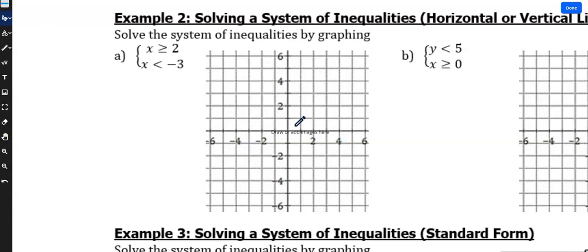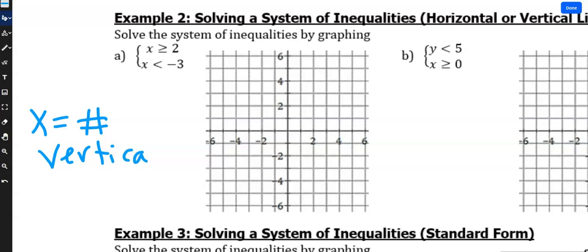Remember that x equals a number. That is a vertical line. And a lot of people don't remember that. So we should have, for the first one, a solid line. X is greater than or equal to 2. So that is going to look like this. And greater than would be to the right.